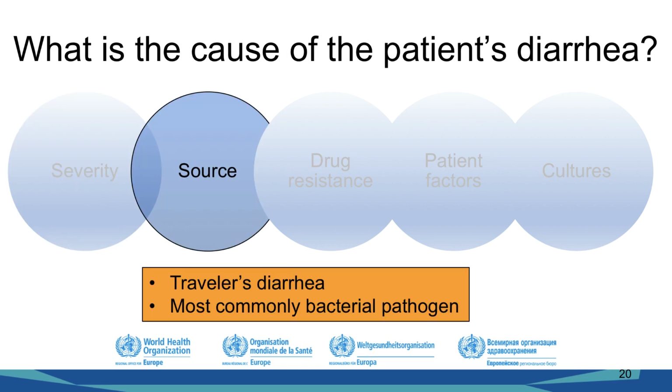What is the likely cause of this patient's diarrhea? This illness developed shortly after her trip, thus she most likely has traveler's diarrhea. While traveler's diarrhea is most commonly caused by a bacterial pathogen, in some circumstances, viruses and parasites can be the causative agents. For example, norovirus gastroenteritis outbreaks have been reported on cruise ships.